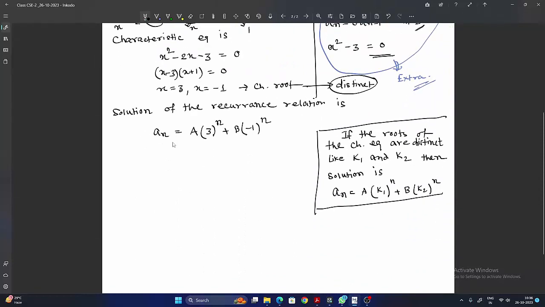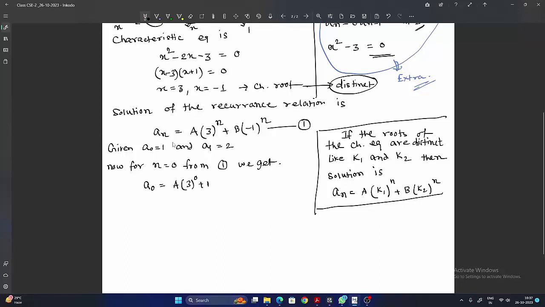So a0 is 1 and a1 is 2. That is the given data: a0 is equal to 1 and a1 is equal to 2. Now for n equal to 0, from equation 1 we get a0 equals a times 3 to the power 0 plus b times minus 1 to the power 0. That means it is a plus b, and the a0 value is 1. So it is your first relation in a and b. Take it as equation number 2.